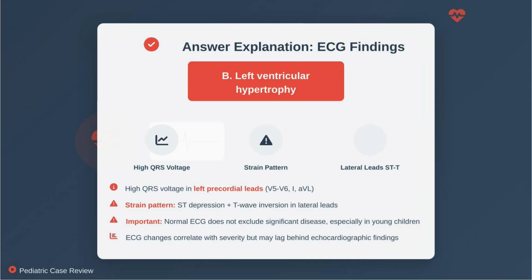Left ventricular hypertrophy. The ECG in significant aortic stenosis typically shows high QRS voltage in left precordial leads reflecting left ventricular hypertrophy. In more severe cases, a strain pattern with ST segment depression and T-wave inversion in lateral leads may be present. However, a normal ECG does not exclude significant disease, particularly in younger children.